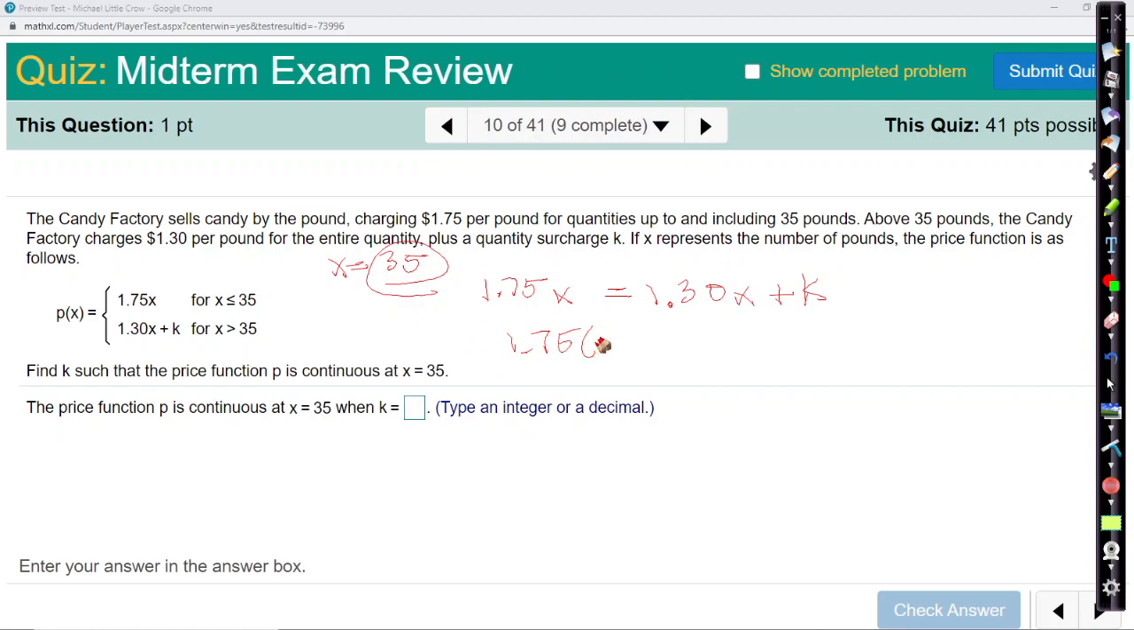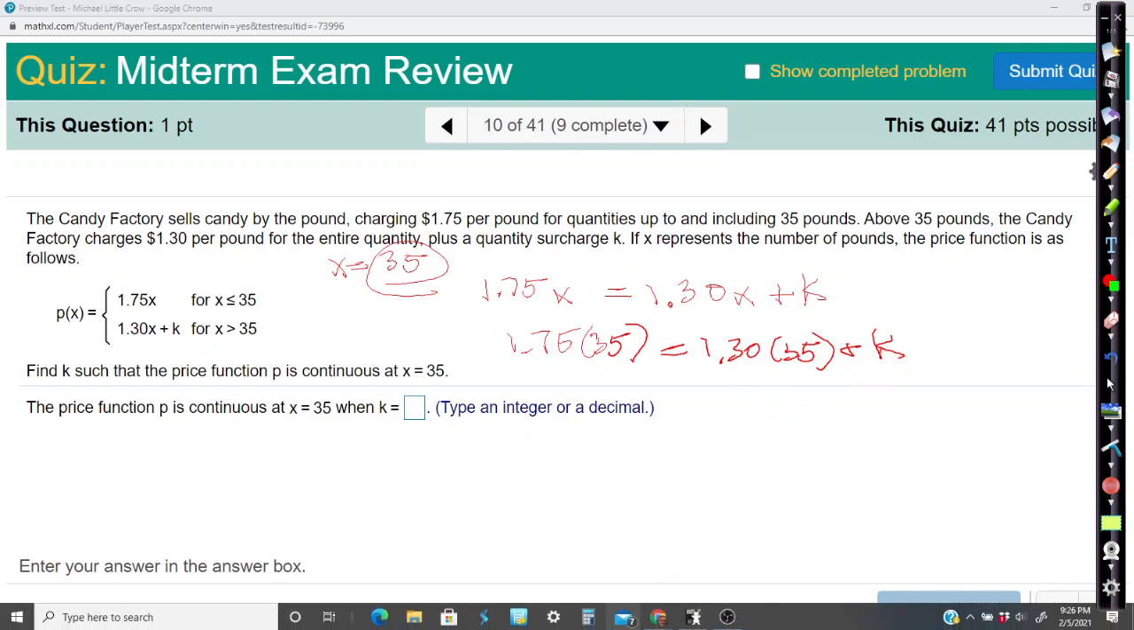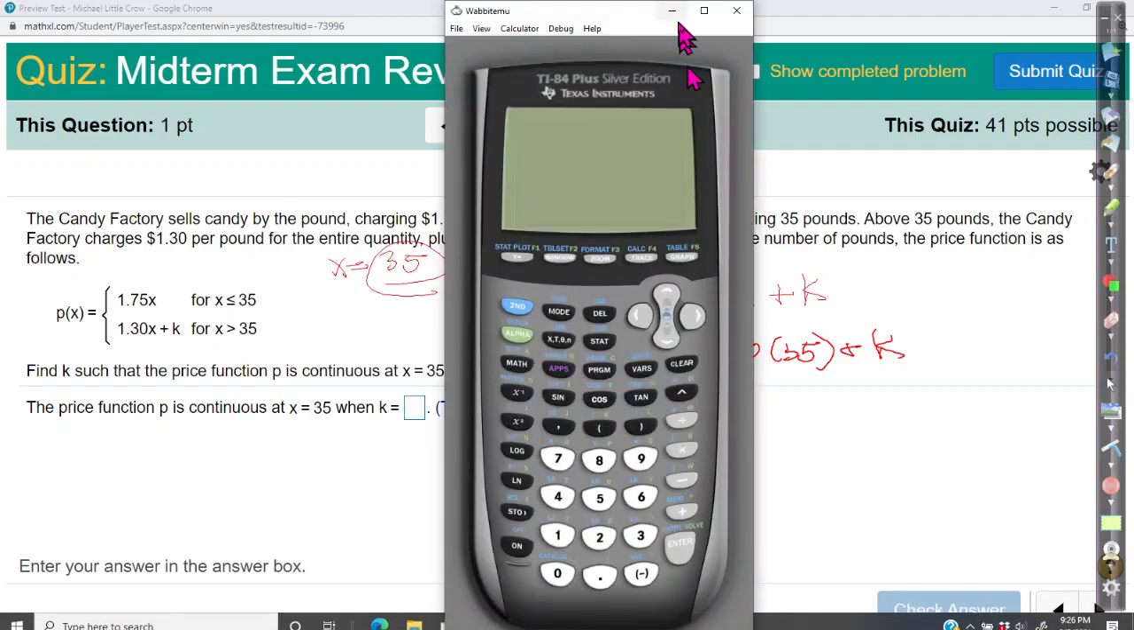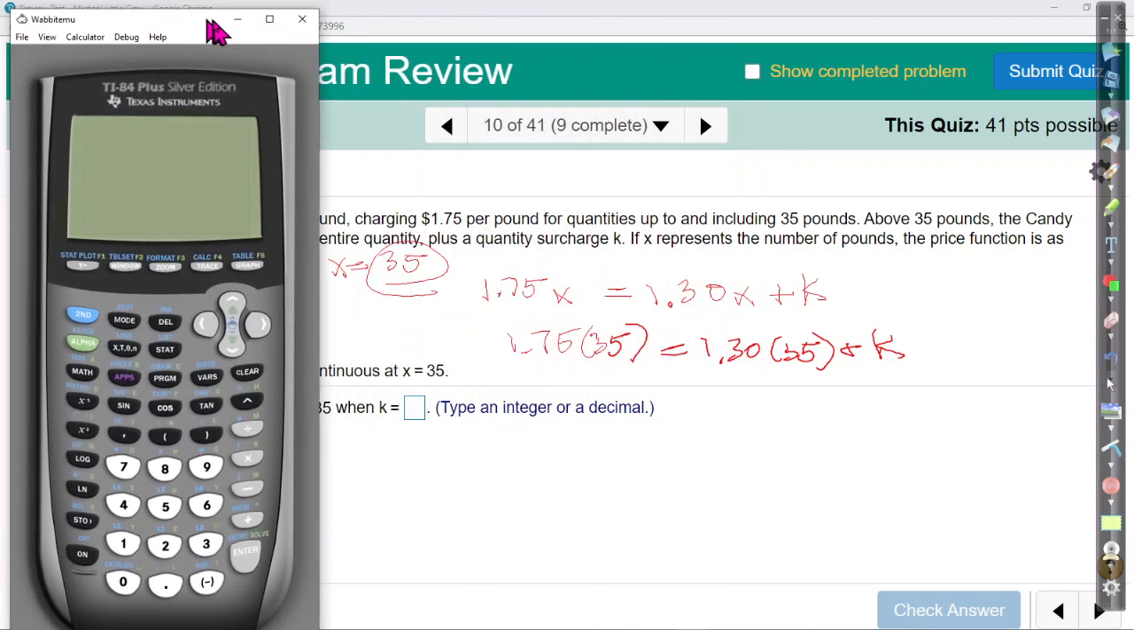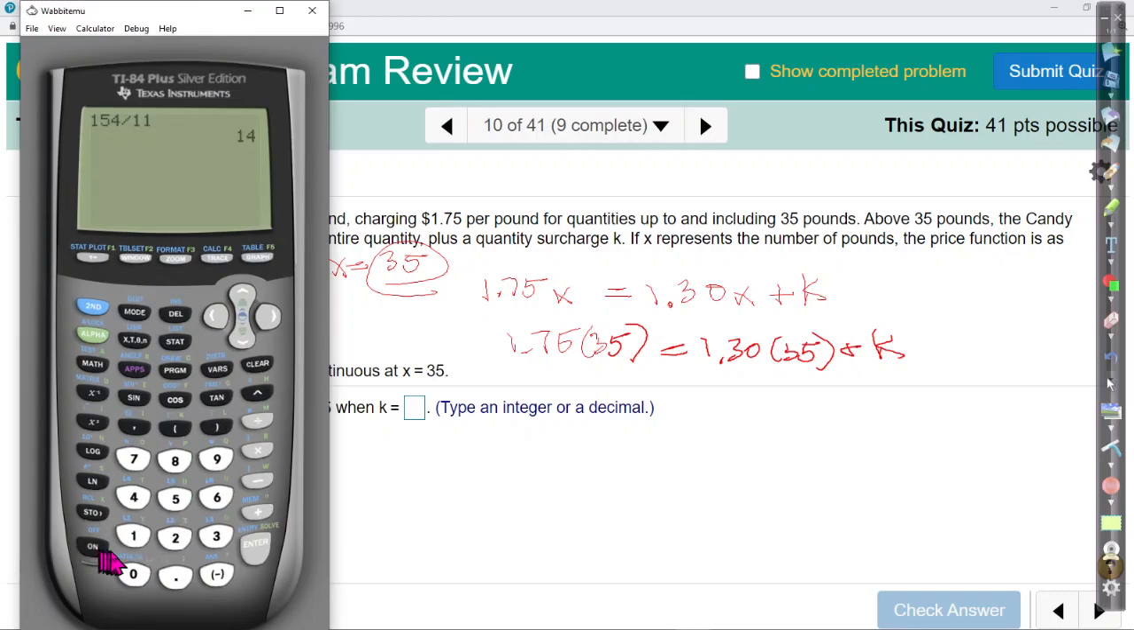So 1.75 times 35. I think, let's see, make this a little bit thicker. I think it works better. There we go. That's 1.30 times 35, and we'll figure out our constant. So again, on tests, bust out the calculator. It's a good way to make sure you're doing everything, and it's a little bit faster.